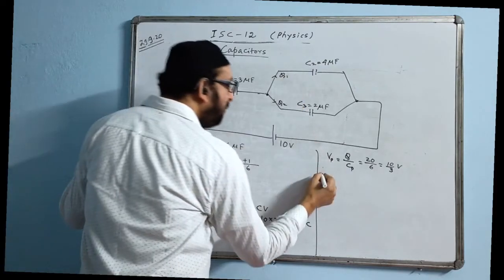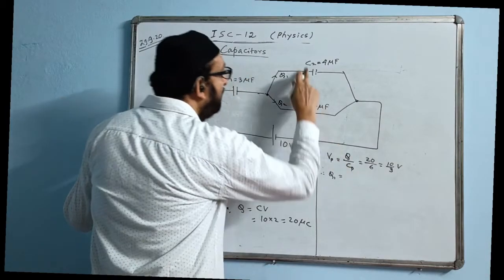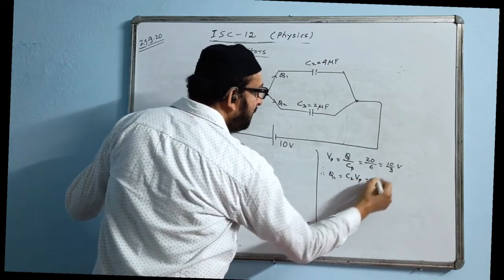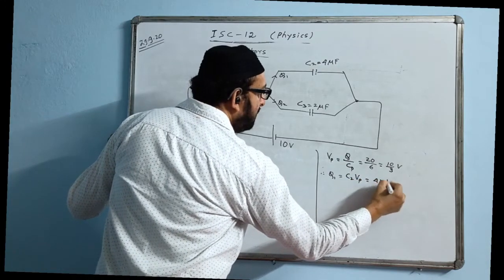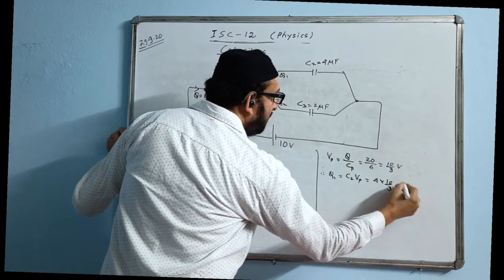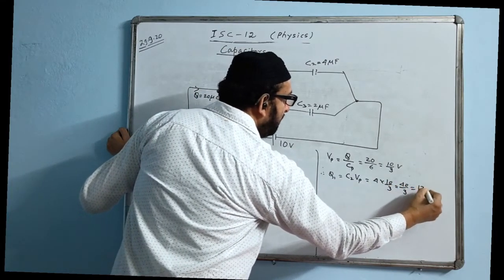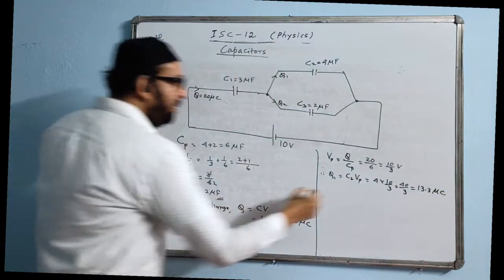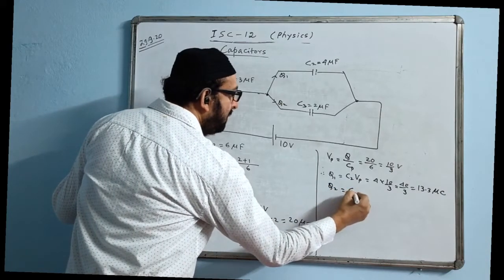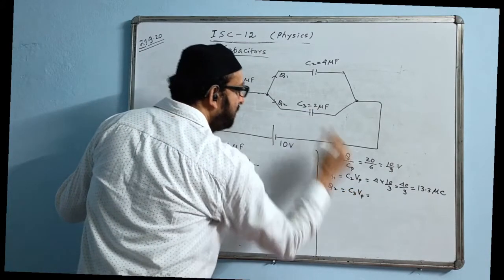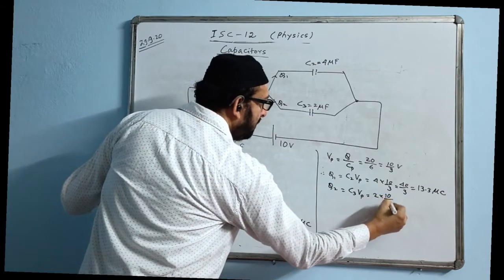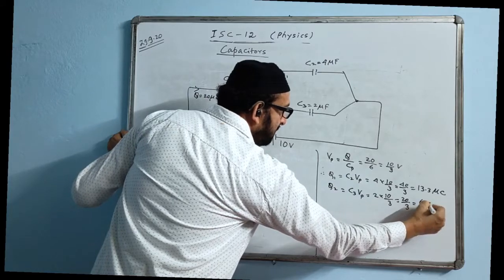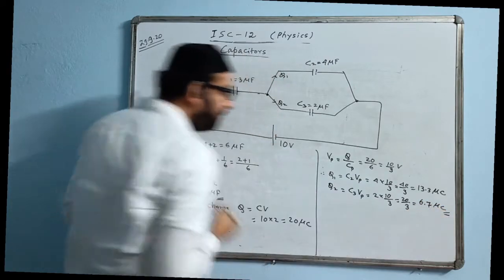Now we will write Q1. Therefore, Q1 is equal to C2 into V, that is VP, voltage of parallel. So C2 value we have 4, and this is 10 by 3. That is 40 by 3. Divide, answer will come 13.33, that is 13.3 microcoulomb. Q2 value will be C3 into VP. C3 value is 2 and VP value is 10 by 3. That will come 20 by 3, that is 6.66, or 6.7 microcoulomb.